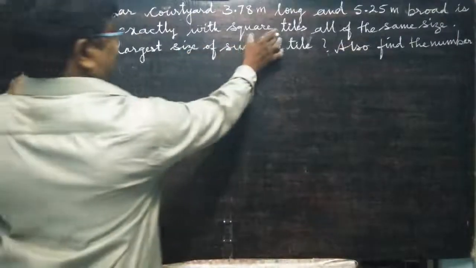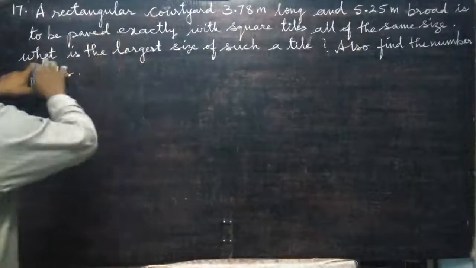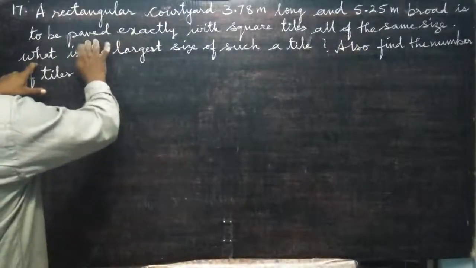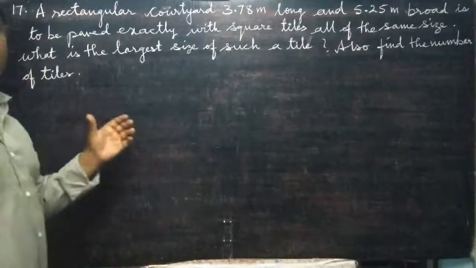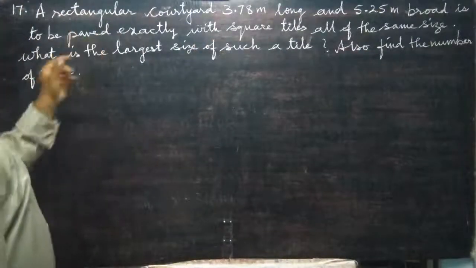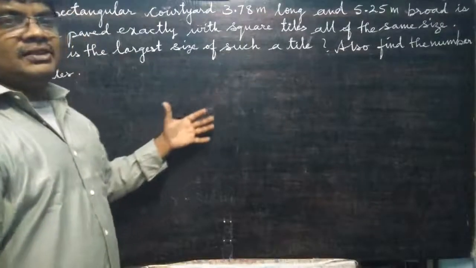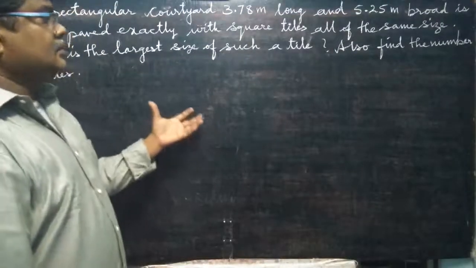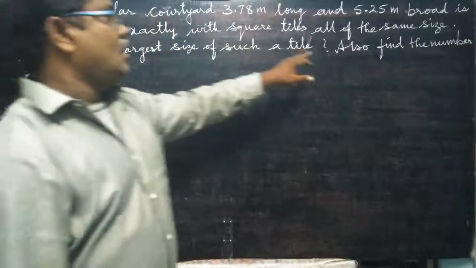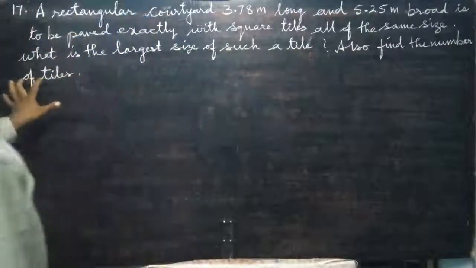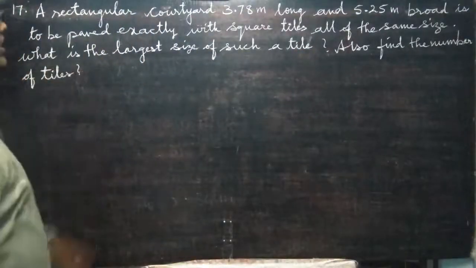One thing, it should be square tiles, same size, not different sizes. Next, paved means flooring, the floor is covered with the tiles. This is the meaning. What is the largest size of such a tile? We have to take the largest size. Also find the number of tiles, means how many tiles are required, we have to find.